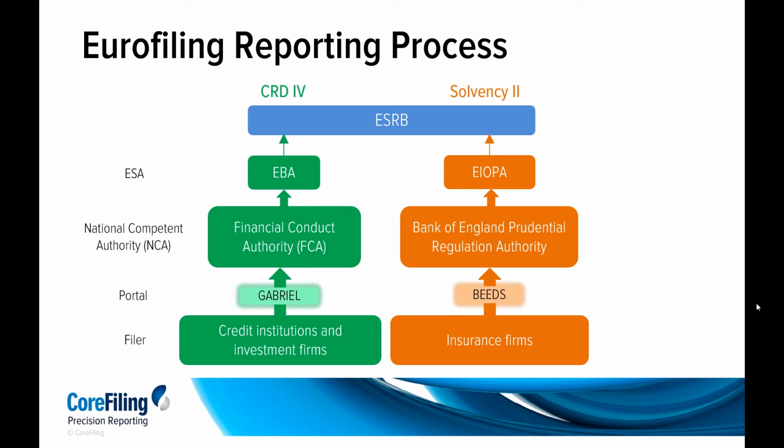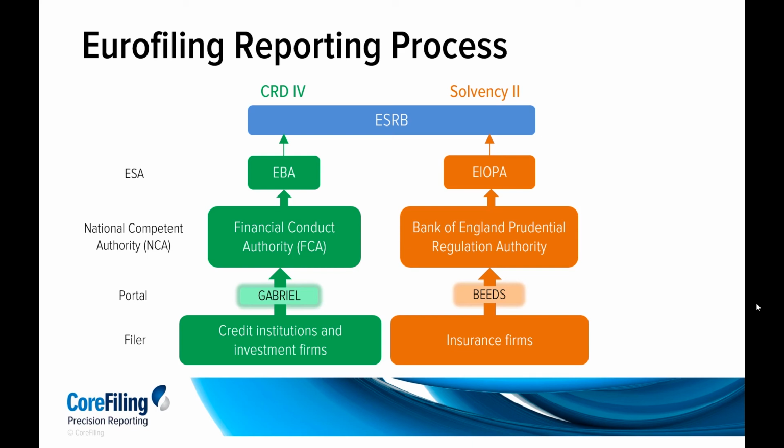So, for CRD4 in the UK, credit institutions and investment firms submit their data via the Gabriel portal to the Financial Conduct Authority, who then submit to the EBA. And then for Solvency 2 in the UK, insurance firms submit their data via the BEADS portal, and this is to the Bank of England Prudential Regulation Authority, who then submit to EIOPA.